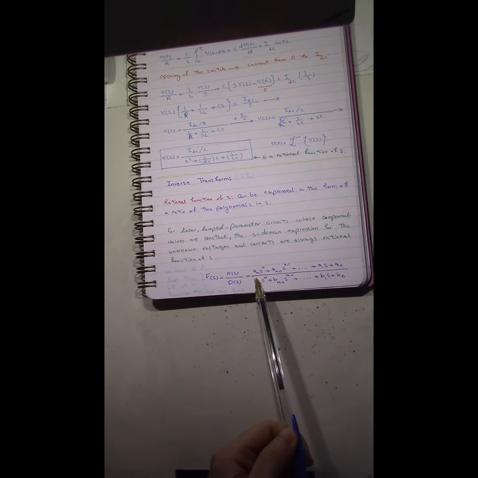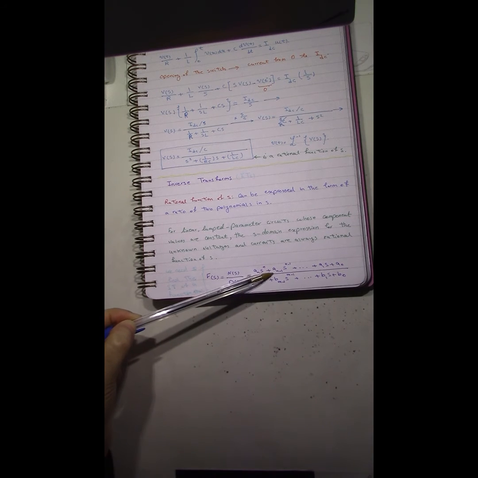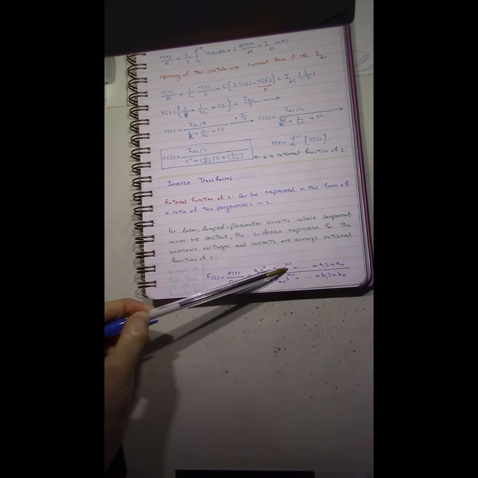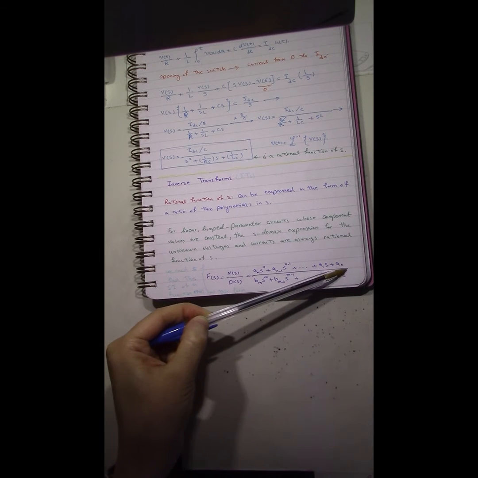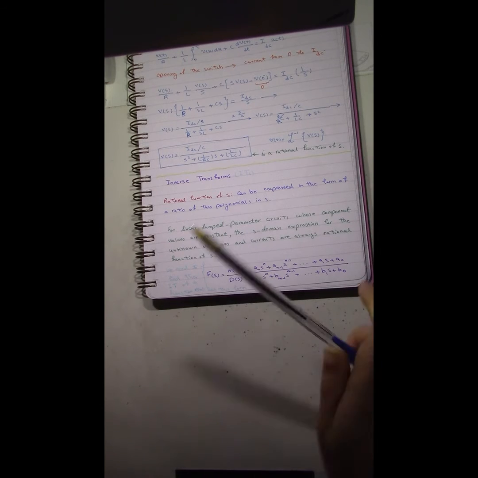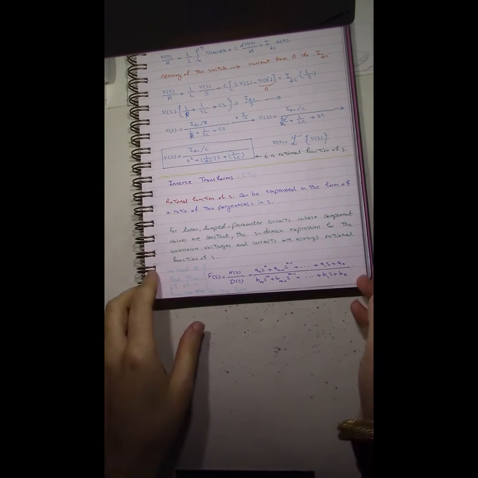a_n times s to the n, plus a_(n minus 1) times s to the n minus 1, and so on, plus a_0. And over here we have b_m times s to the m. What is the maximum order for the numerator? n. And what is the maximum order for the denominator? m. Okay.